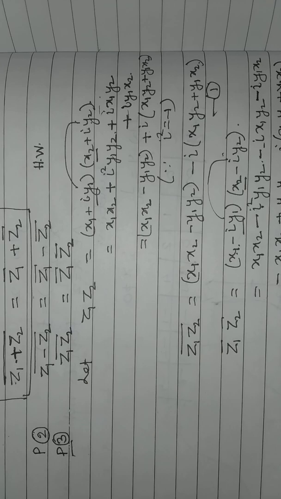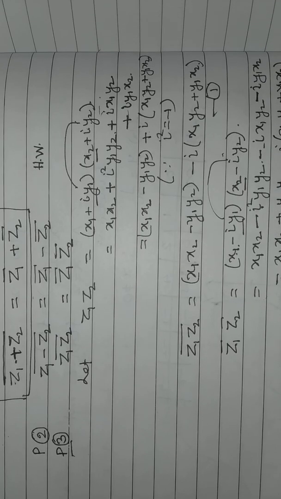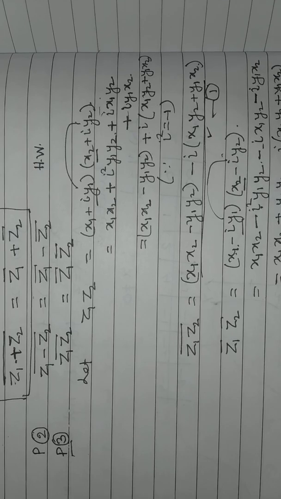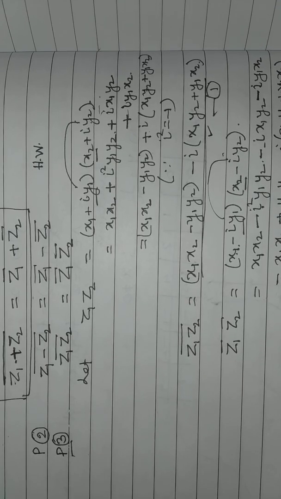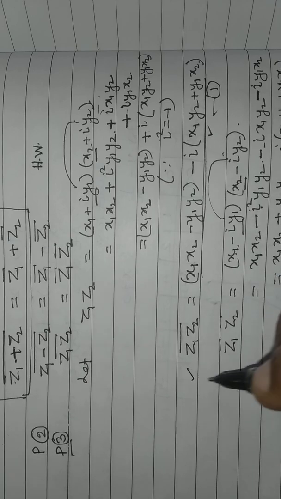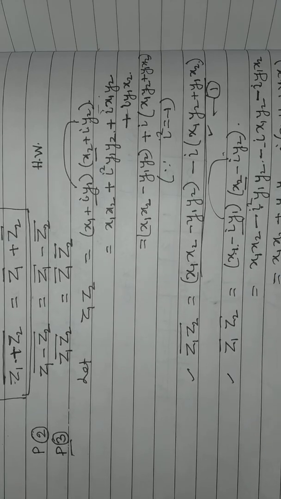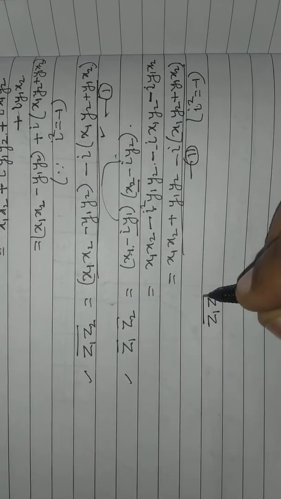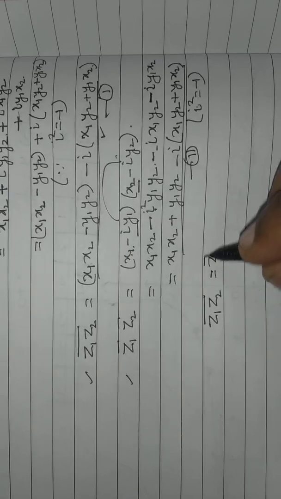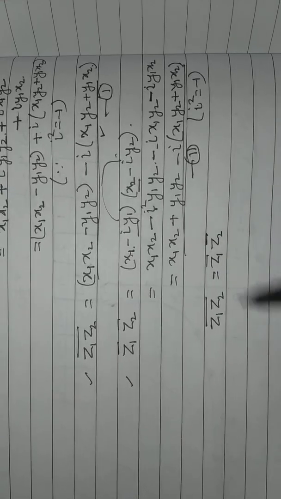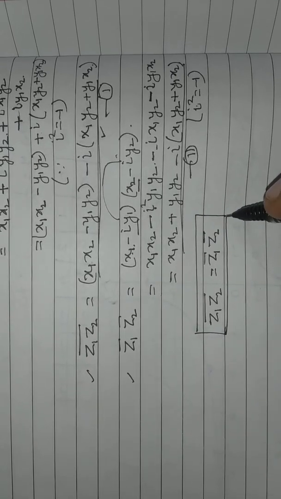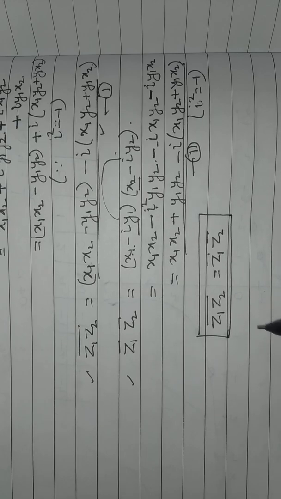So this is coming. Now if you compare, this is equation 2, and this part and this part, the left and right hand sides of both, are the same. Therefore, the conjugate of the product of two complex numbers z1 z2 is equal to the product of the conjugate of z1 and the conjugate of z2. So this is the third property of the conjugate, and we can elaborate it.